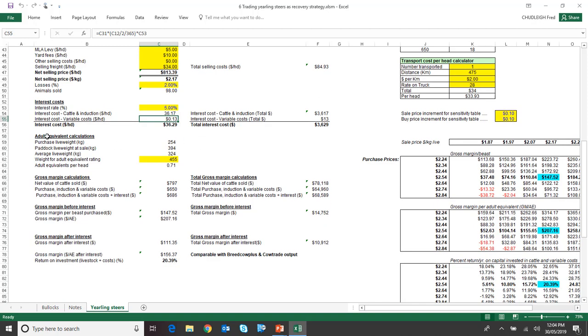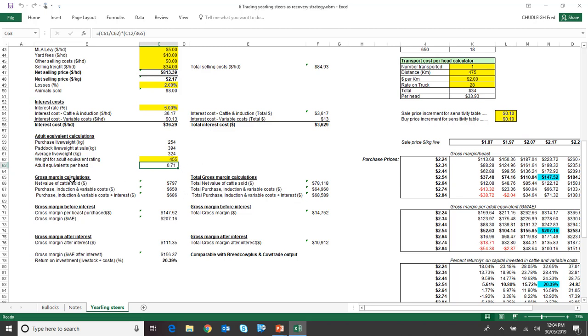We work out our adult equivalent for this animal. As explained previously, Breed Cow Dynamo uses just this proportion of the international standard weight. So for this animal, with a weight coming in at 254 and a weight going out 12 months later of 394, the average weight over the period is 324. We divide that by 455, and that says it's about 0.71 of an adult equivalent. We've discussed that in the previous presentations.